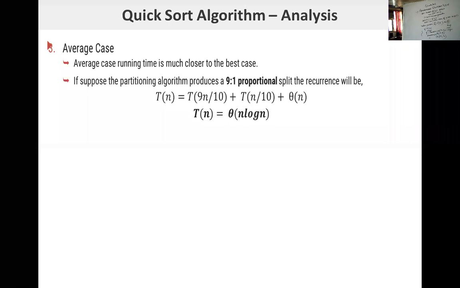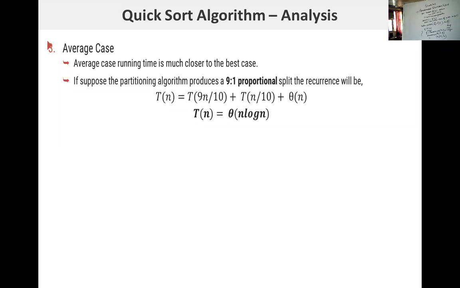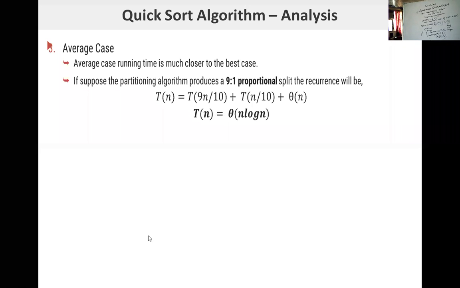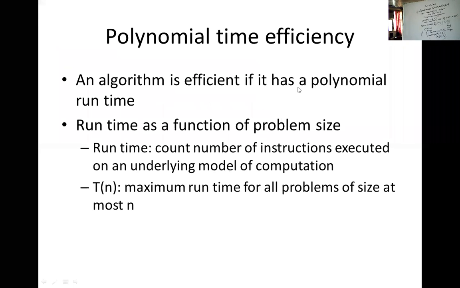So it is again n log n. The average case running time is much closer to the best case because partitioning produces a 9 to 1 proportional split. The recurrence will be this.